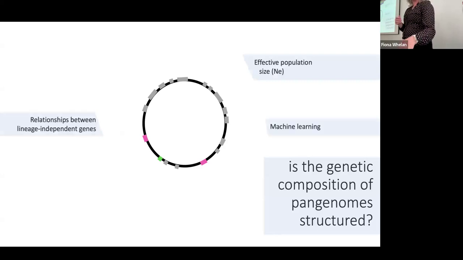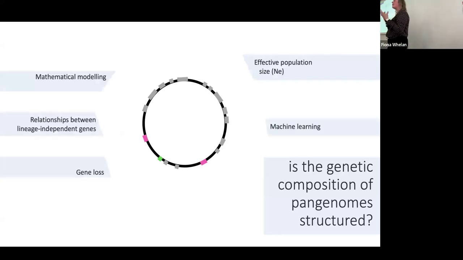Myself, others in the group, and others outside of the group took different approaches to answer this question. For example, James McInerney and Alan Bevan have a new tool out using machine learning to come to some of these conclusions. Maria Rosa Domingo Sanchez did a lot of work with effective population size, as did James McInerney and Alan McNally, in the first paper within the group that got this started. And you'll see some mathematical modeling, but that's not what I did.